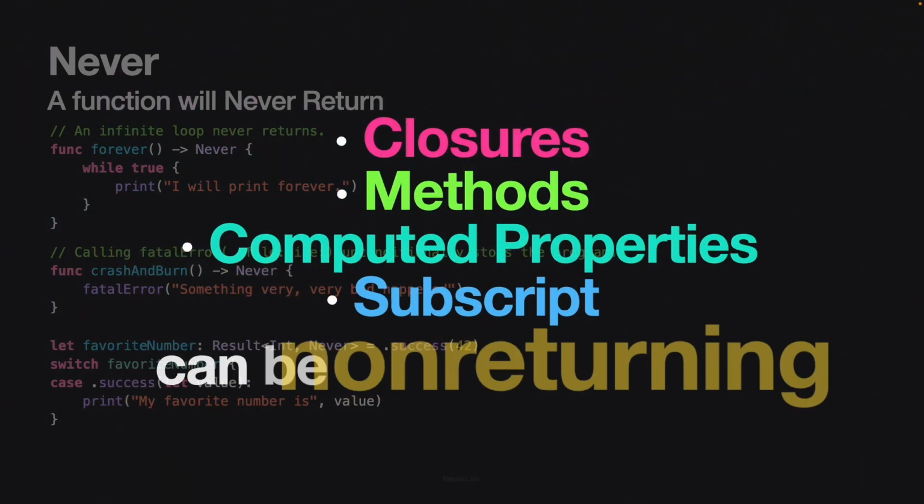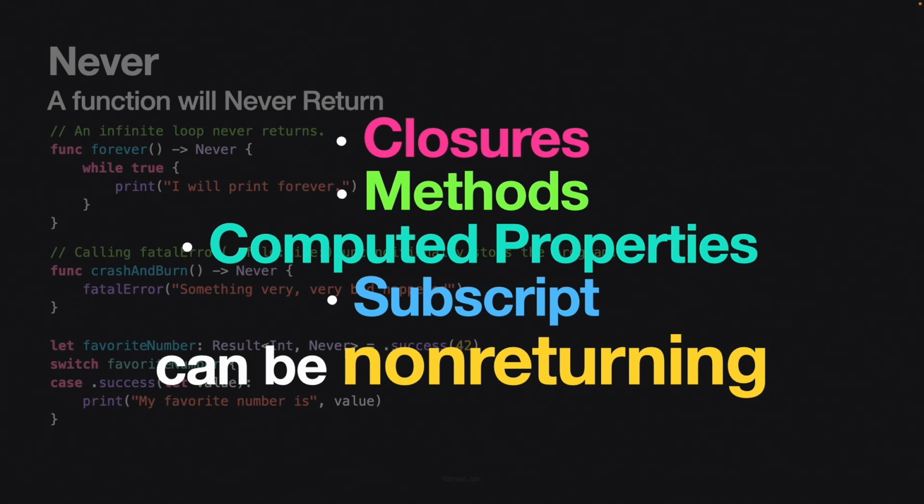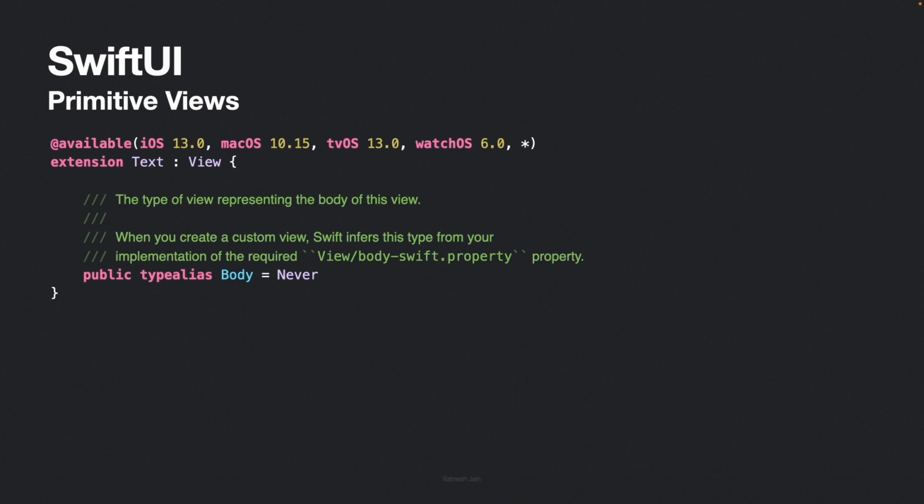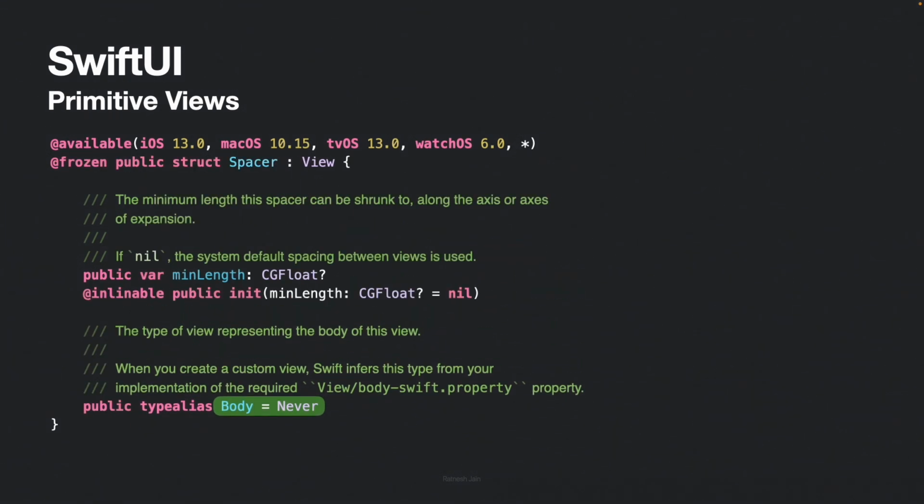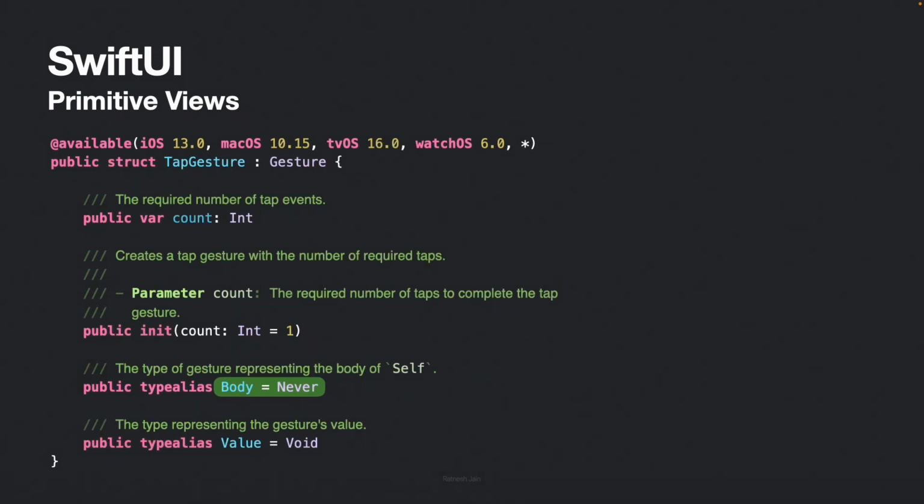The closure, method, computed property and subscript can also be non-returning, and we will see how SwiftUI uses this inside their primitive views. If we go inside Xcode and jump to definition for Text, we will see that its body is declared as Never. That means that this body will never execute. Same for the Image, and same for the Color, Spacer and other gestures as well.